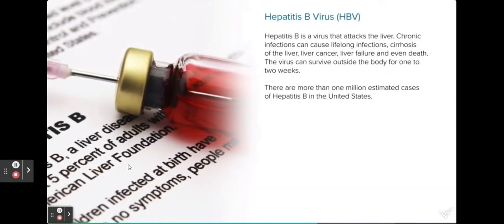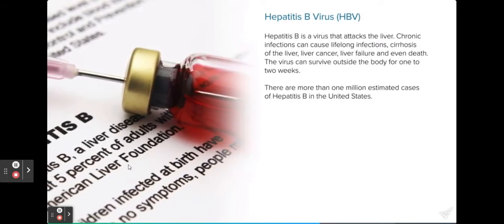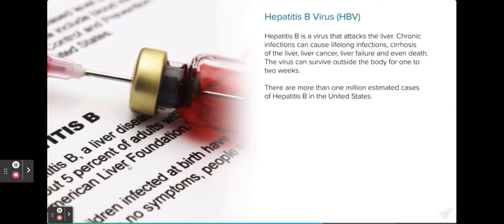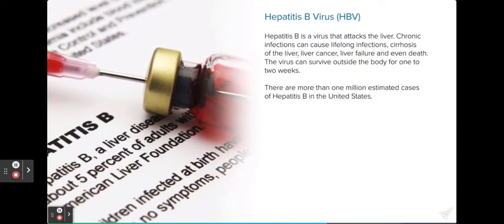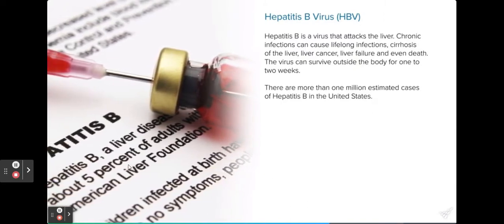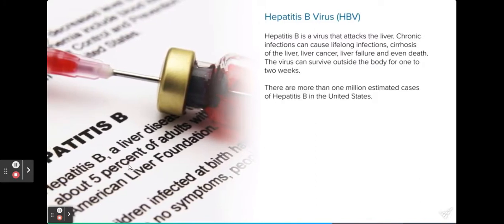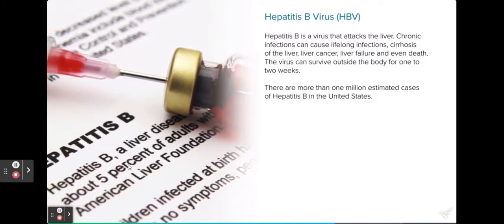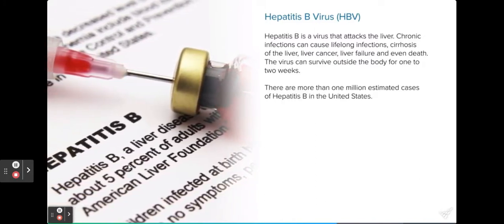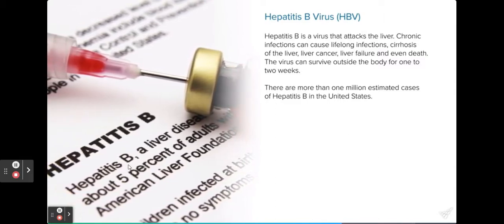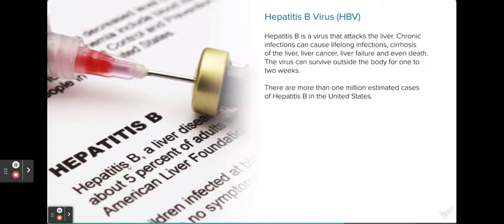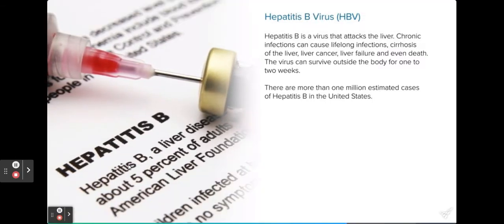Another bloodborne disease of concern is hepatitis B. Hepatitis B is a virus that attacks the liver. The virus can cause a lifelong infection, cirrhosis of the liver, liver cancer, liver failure, and even death. Hepatitis B, like other bloodborne pathogens, is spread when blood or body fluids from an infected person enters the body of a person who is not infected. The hepatitis B virus is a very durable virus that can survive outside the human body for up to 2 weeks.